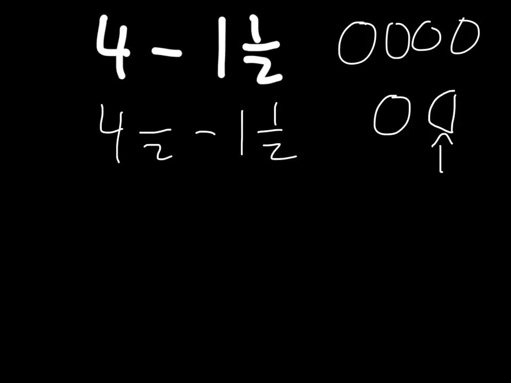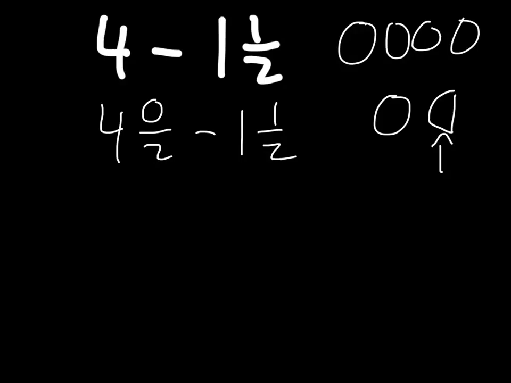How many extras do I have in the top up here? 0. That's what I wanted. I have 0 extras. Does that make sense? Yep. Normally I would never show 0 over 2 because it's a meaningless number. But in this case, now I have common denominators. I can subtract the way I would normally subtract.